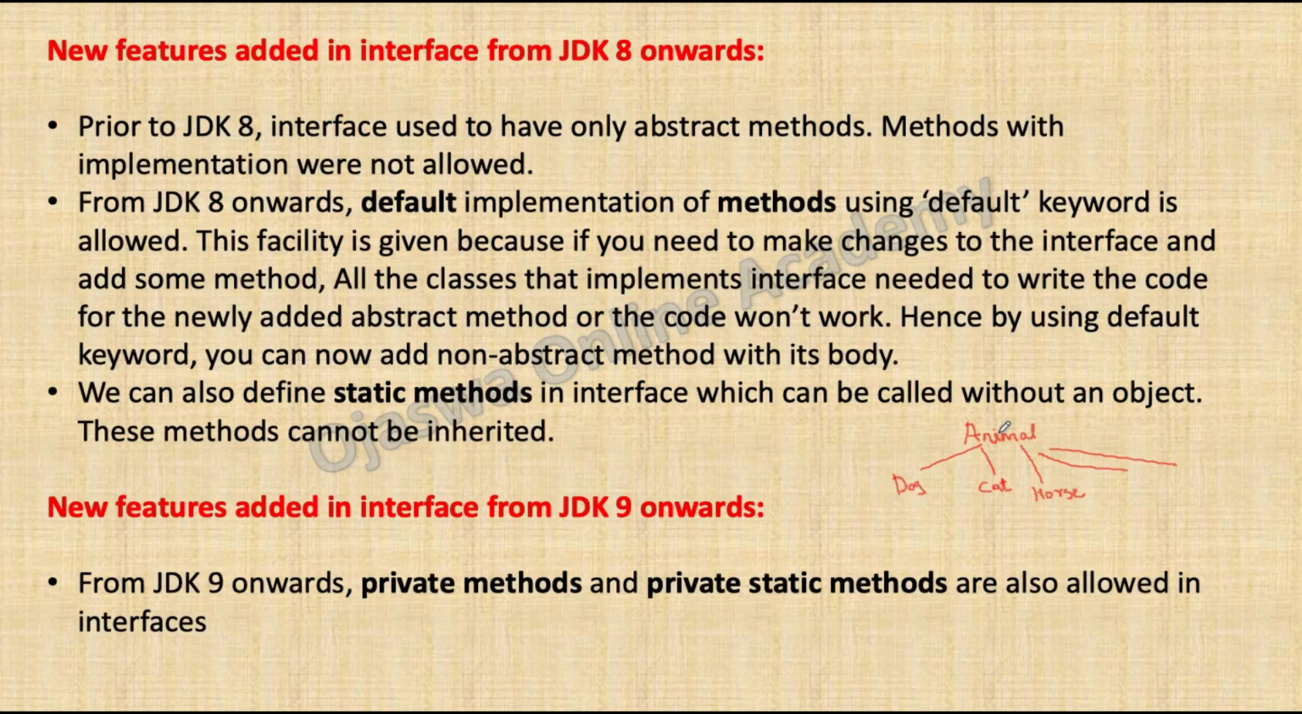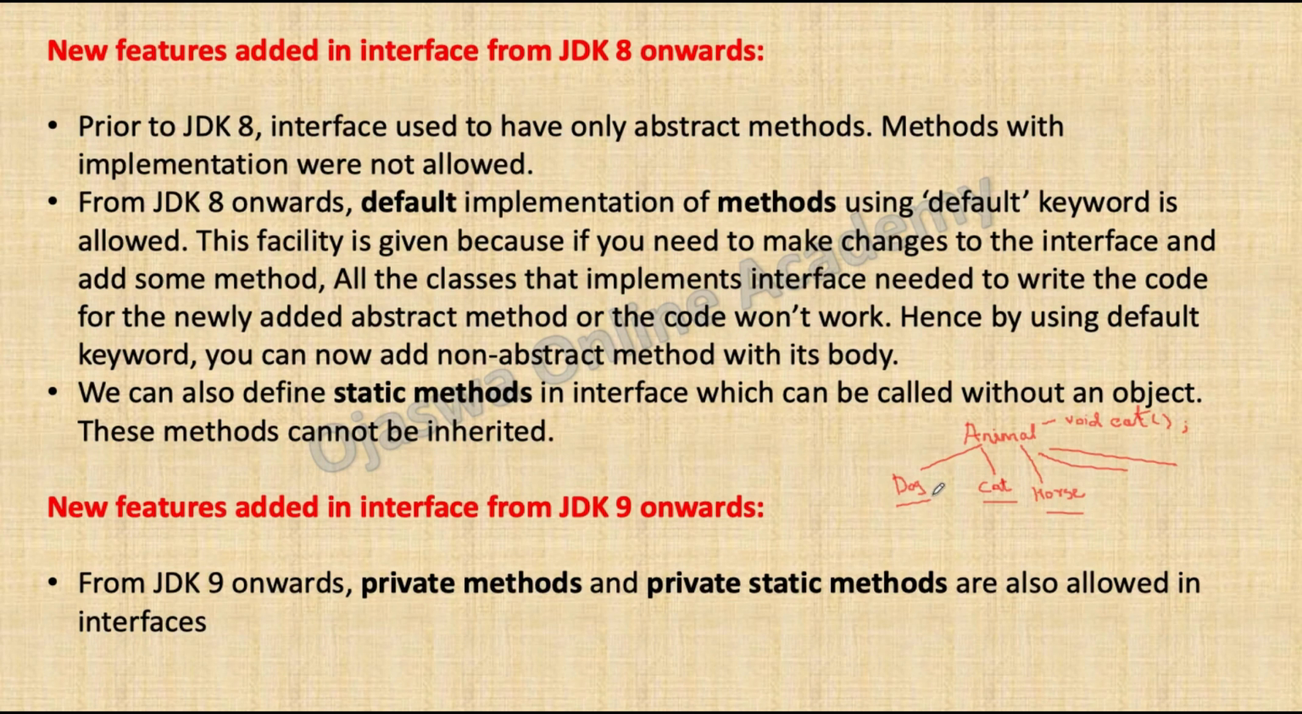Now what if there comes a need to declare some new method in interface Animal? A new method void eat is declared in this interface. Earlier, because only abstract methods were allowed, all these subclasses had to implement the newly added eat method. So all these classes had to implement the newly added abstract method, change their code, and compile the class again. So this was a lot of work. If they don't implement the newly added abstract method, these classes get an error because abstract methods get inherited and it is mandatory to implement an abstract method.